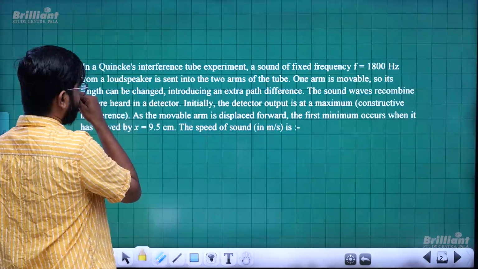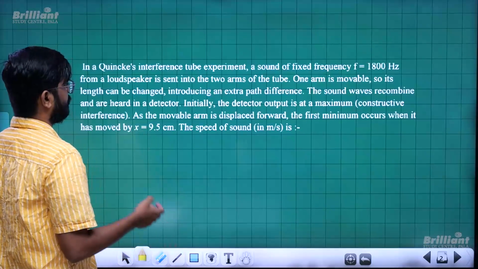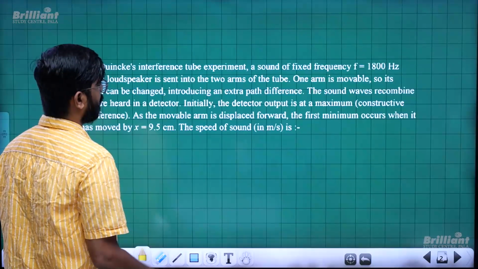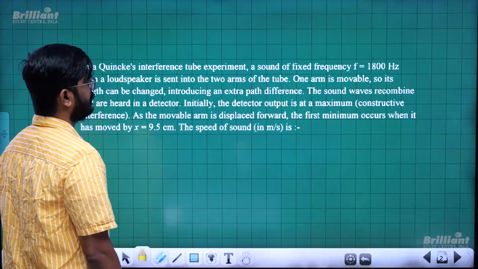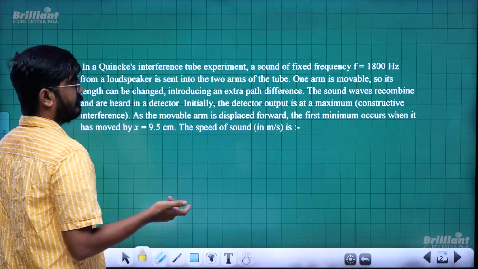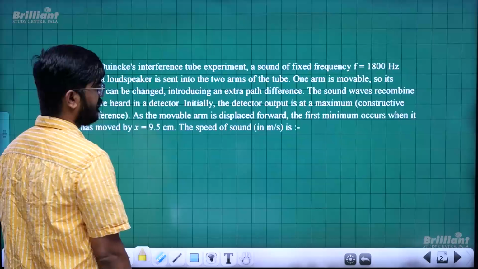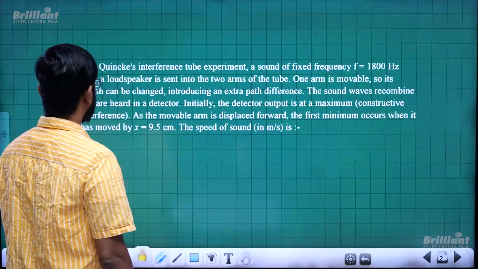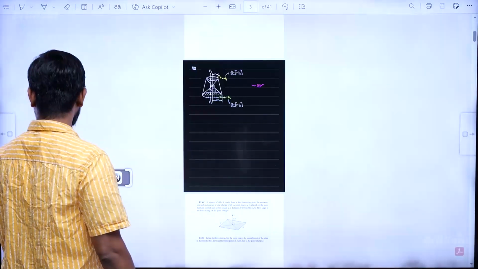In a Quincke interference tube experiment, a sound of fixed frequency from a loudspeaker is sent into two arms of the tube. One arm is movable so that the length can be changed, introducing an extra path difference. The sound waves recombine and are heard in a detector. Initially, the detector output is at maximum constructive interference. As the movable arm is displaced forward, the first minimum occurs when it has moved by a distance 9.5. Then what is the speed of the sound?